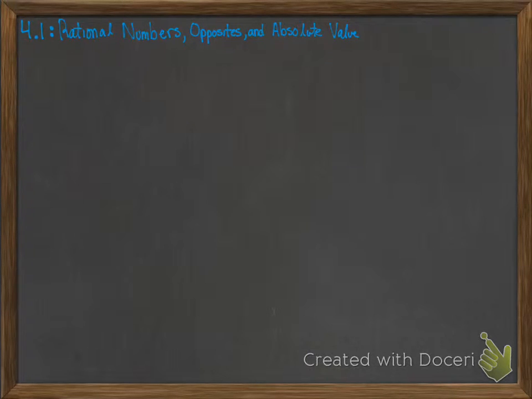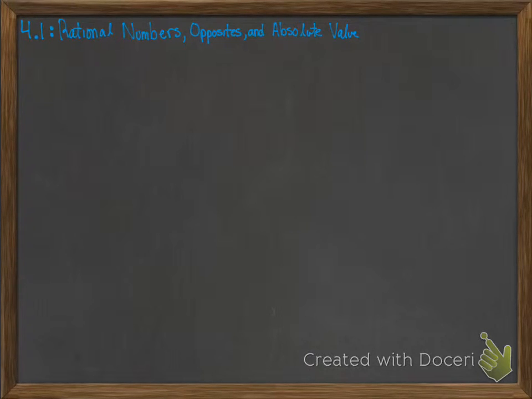4.1 is called Rational Numbers, Opposites, and Absolute Value, and they really grouped all three of these together because they're relatively easy ideas to work on individually, and it wouldn't make sense to make a whole section for each one. So they kind of group them together. And this is really our introduction to topic 4, which is adding and subtracting rational numbers. Topic 5 is all about how to multiply and divide them. So that's why we're really grouping all this together, okay?